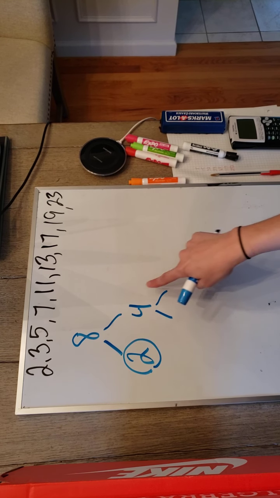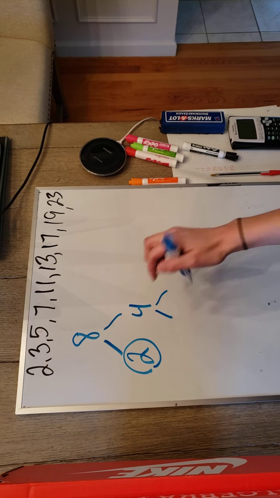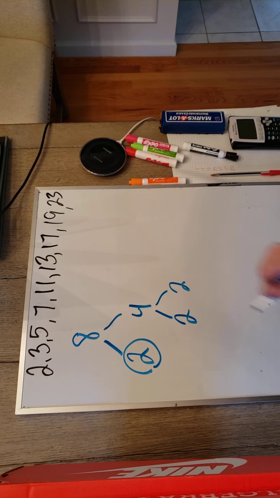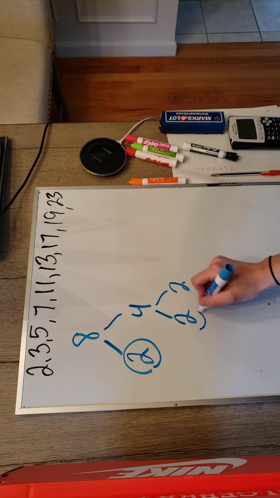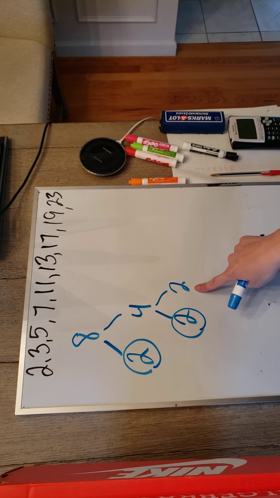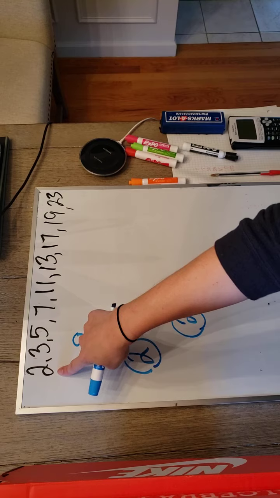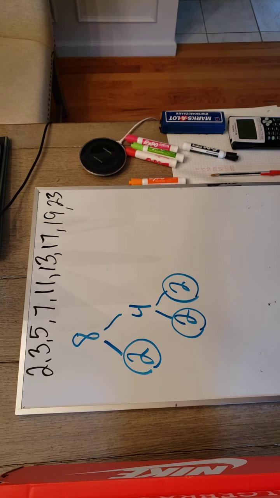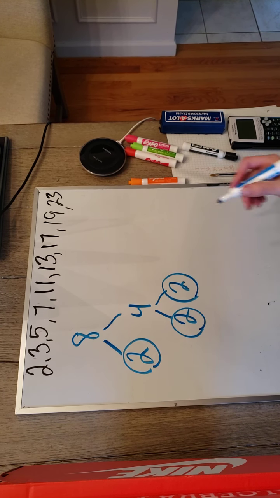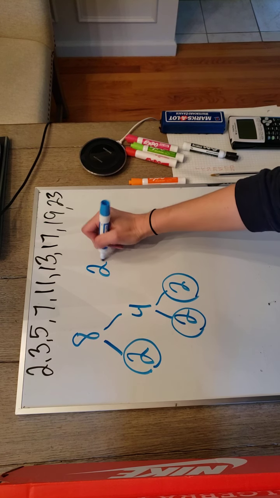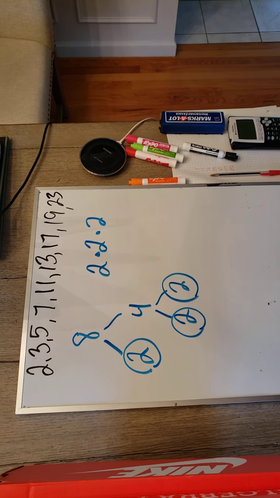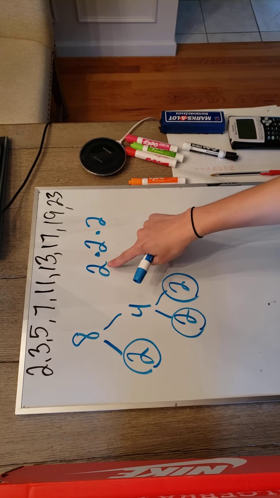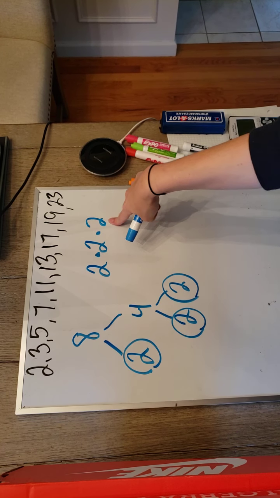What times what is 4? Hopefully you said 2 times 2. Now, is 2 a prime number? Look at your list. It is. So you're going to circle it. Is 2 a prime number? Yes, it is. So you circle it. Now you write these numbers from least to greatest. There's only one number, so it doesn't matter which one you write first. And you get 2 times 2 times 2.